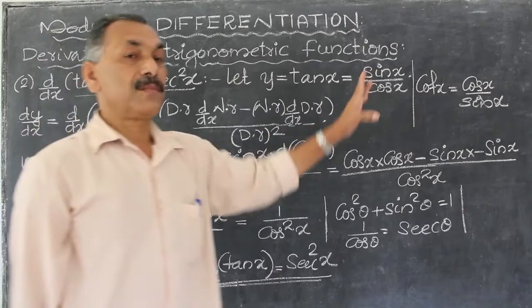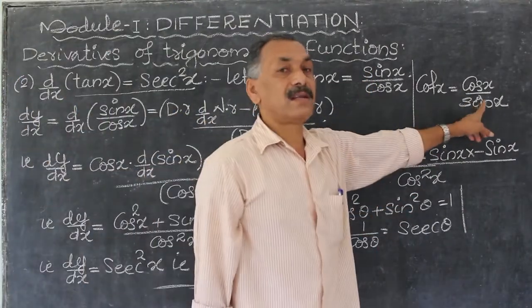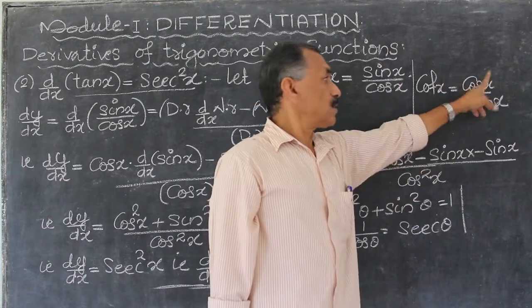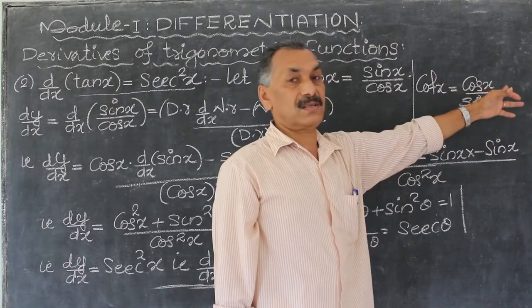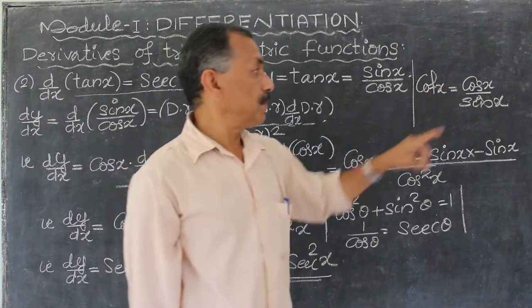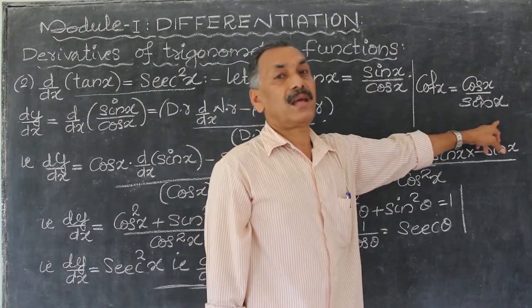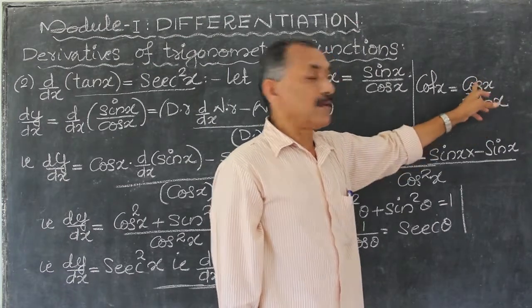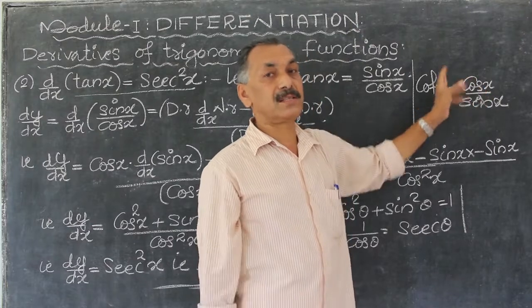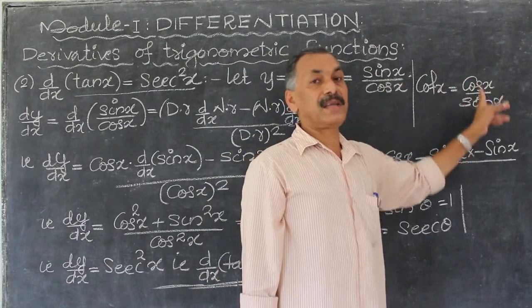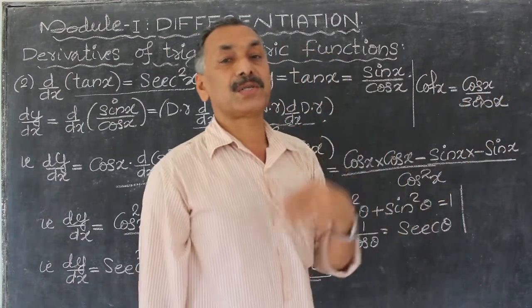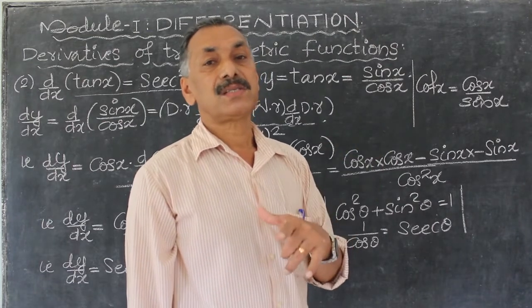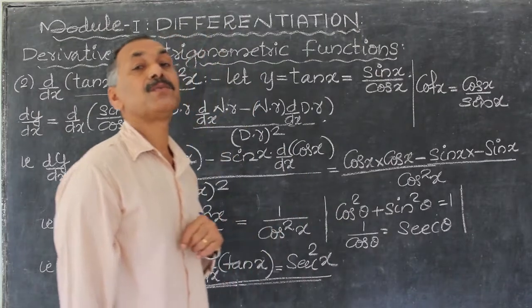Now the derivative of cot x. By the quotient rule, denominator sin x into the derivative of numerator cos x, which is minus sin x, minus numerator cos x into the derivative of denominator sin x, which is cos x, all divided by the denominator square. That is minus sin square x minus cos square x, taking minus outside, minus cos square x plus sin square x, divided by sin square x. Cos square theta plus sin square theta is 1. So minus 1 divided by sin square x is equal to minus cosecant square x.